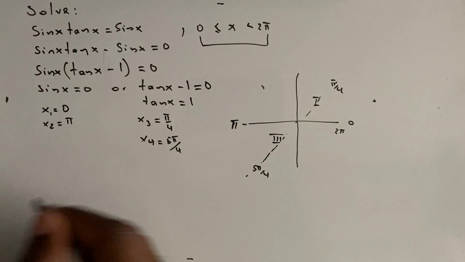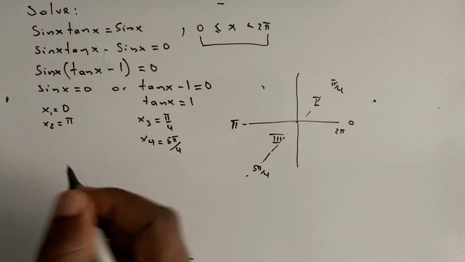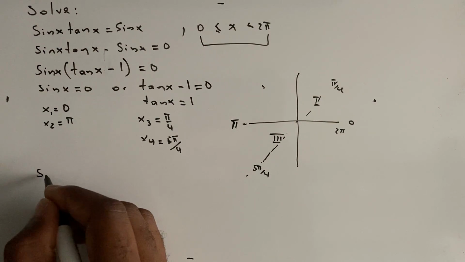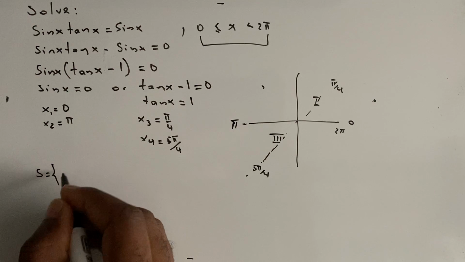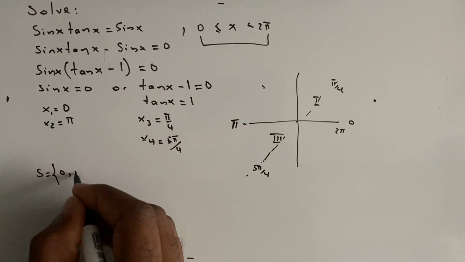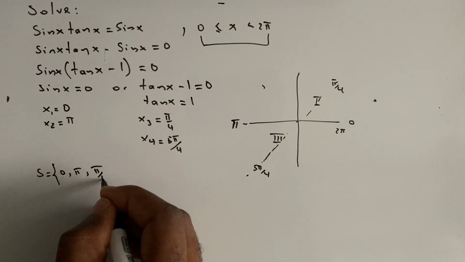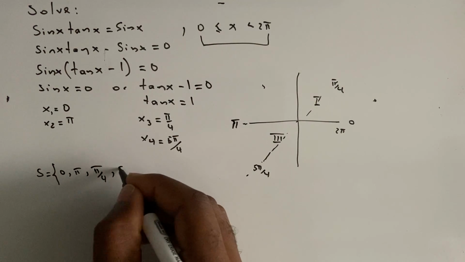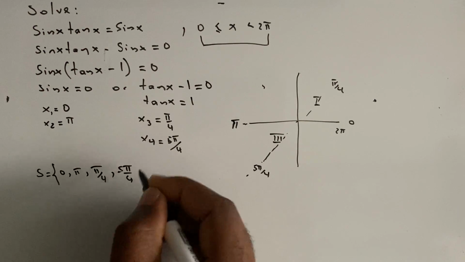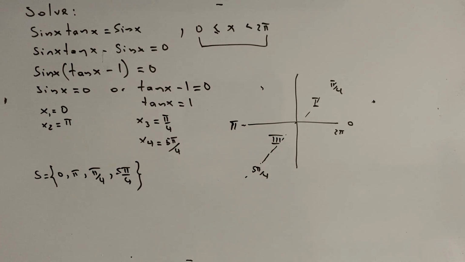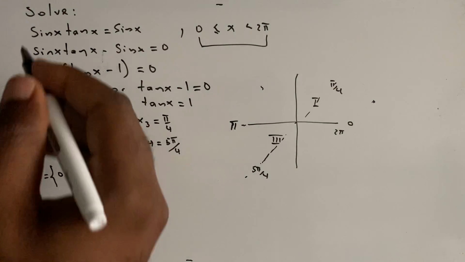So therefore, the solution to this equation will be 0, pi, pi over 4 and 5 pi over 4. Okay, so this is what we have as the solution. So 0, pi, pi over 4, 5 pi over 4. This is what we have as the solution to this equation right here. Okay, so this was number 1.